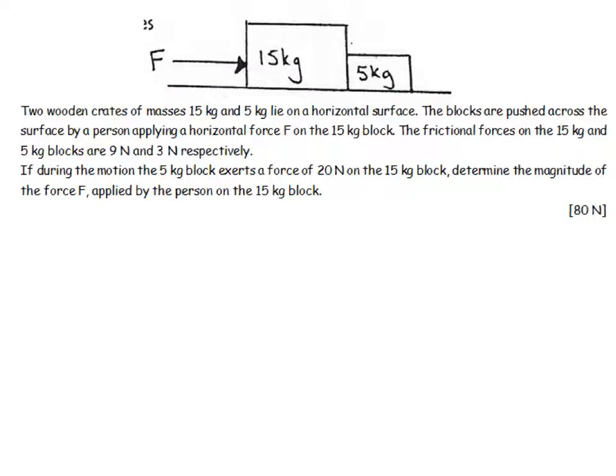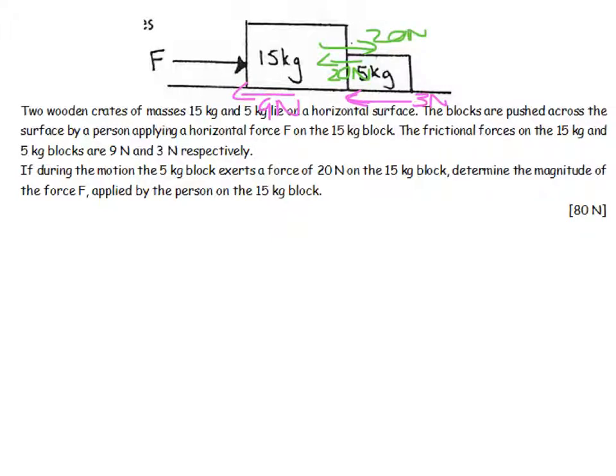Now we have two wooden crates of 15 and 5 kilograms. They're lying on a horizontal surface. No one said it was smooth. The blocks are pushed across the surface by a person applying a horizontal force to the 15 kilogram block. The frictional forces on the two blocks are as follows. So working against, I've got 9 newtons and 3 newtons. During the motion the 5 kilogram block exerts a force of 20 newtons onto the 15 kilogram block, which means that the 15 is exerting 20 newtons back onto the 5.